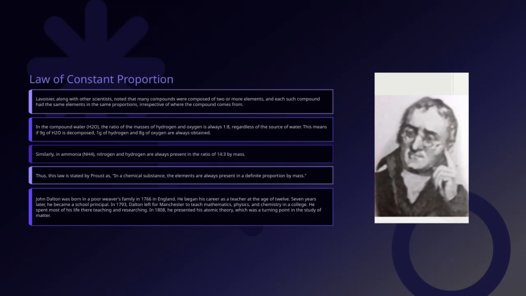John Dalton was born in 1766 in England, into a poor weaver's family. Despite his humble beginnings, he started his career very early, becoming a teacher at just 12 years old. 7 years later, he advanced to become a school principal. In 1793, Dalton moved to Manchester to teach mathematics, physics, and chemistry at a college. He spent most of his life there dedicated to teaching and research. Then, in 1808, he introduced his atomic theory, which really changed the way scientists understood matter.